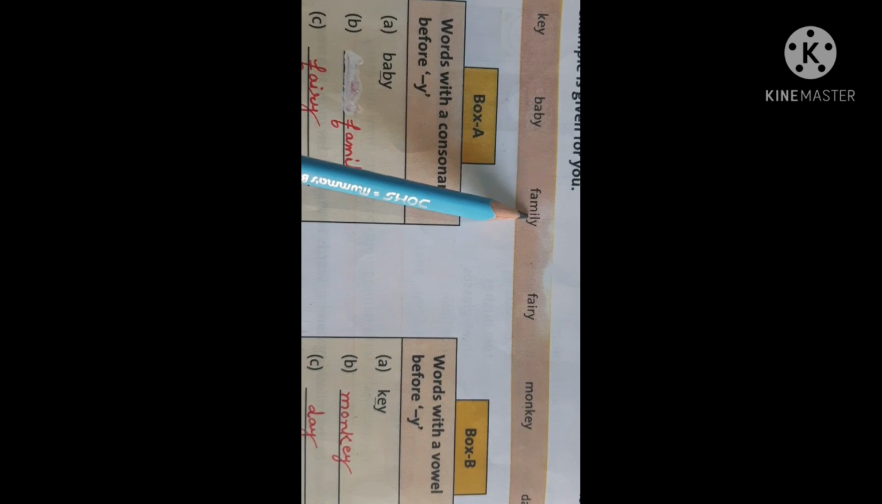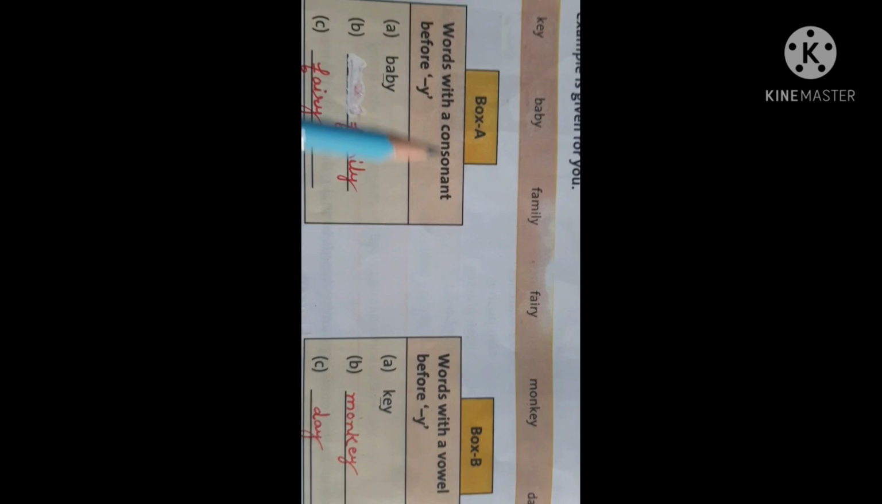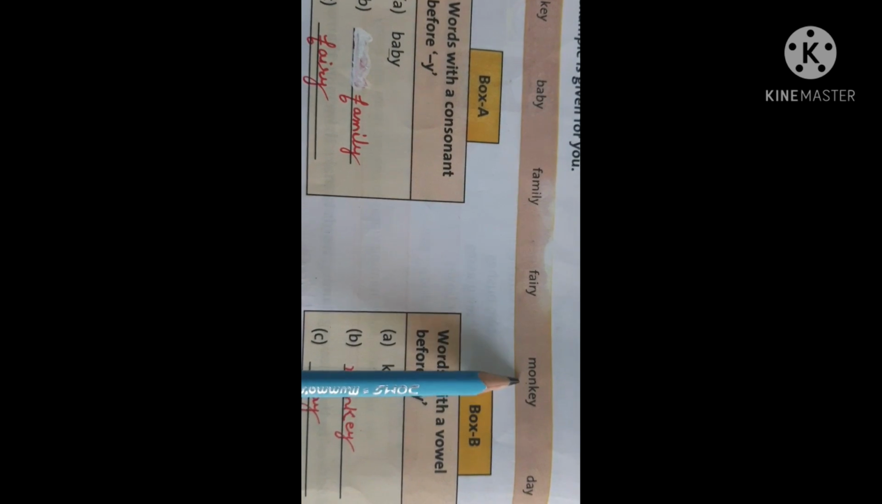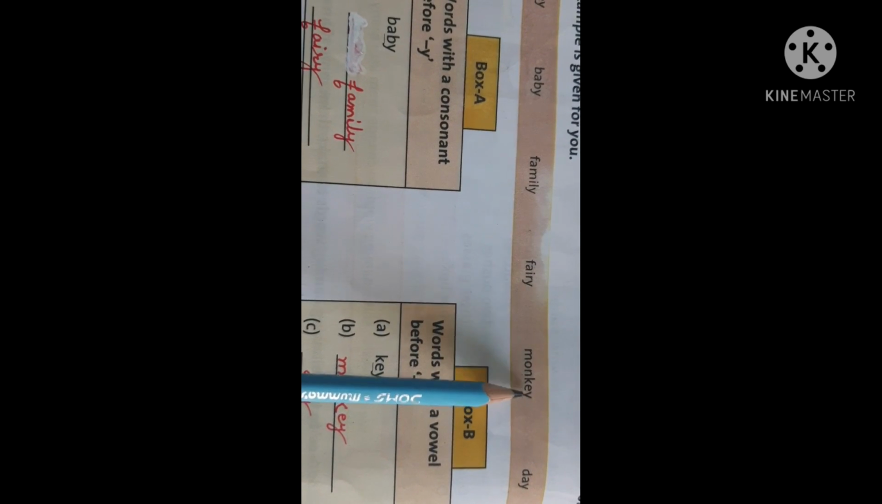Baby, consonant plus y, so we will put in box A. Family, ly in the end, right? So L is consonant, consonant plus y, we will put it in box A. Fairy, R plus y, right? Again consonant plus y, so we will put it in box A. Monkey, E and Y, you know, E is a vowel, right? So we have vowel plus Y, so we'll put it in box B. Day, AY, right? So A is a vowel, vowel plus Y, so we will put it in box B, right?